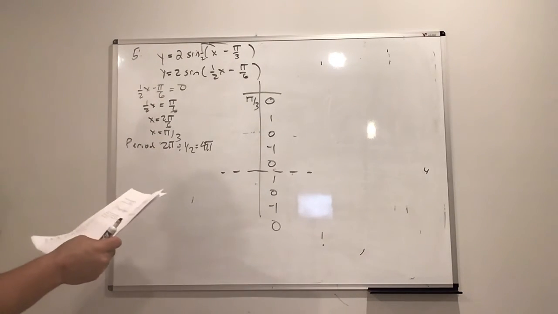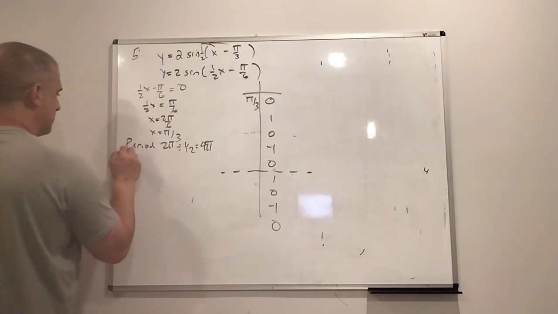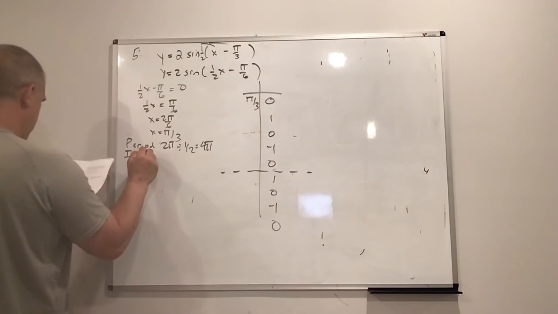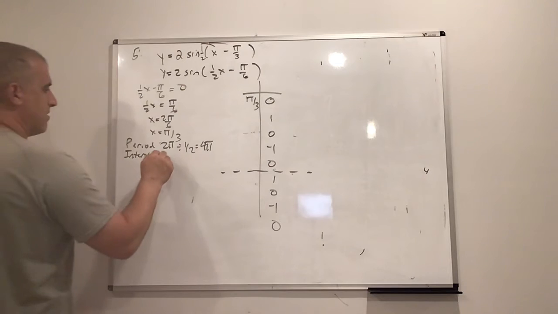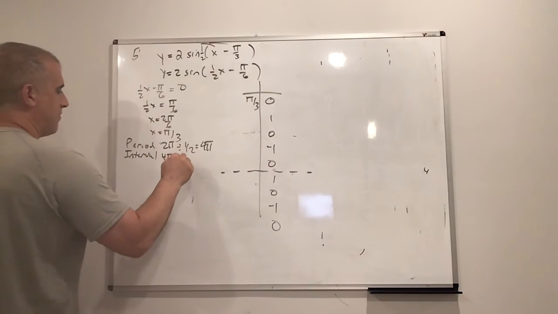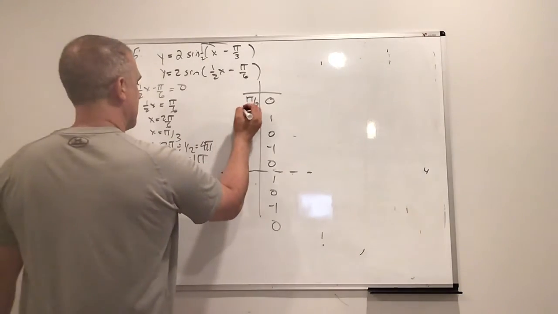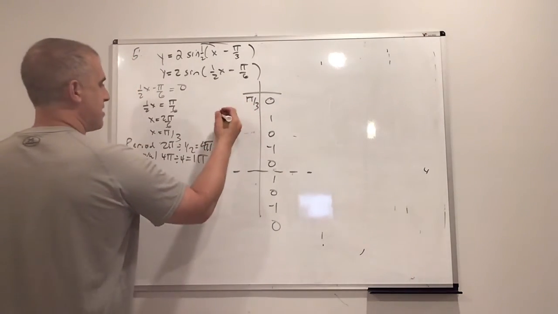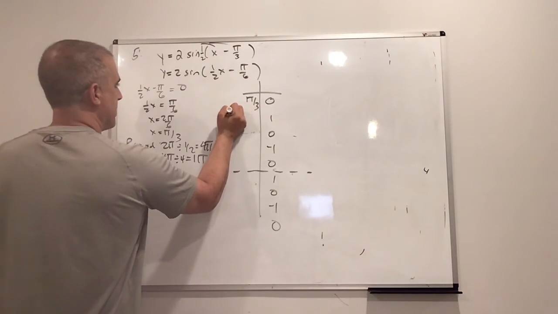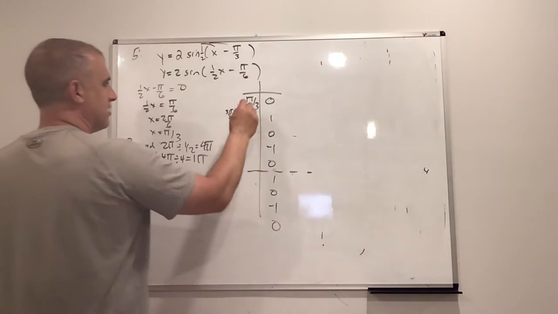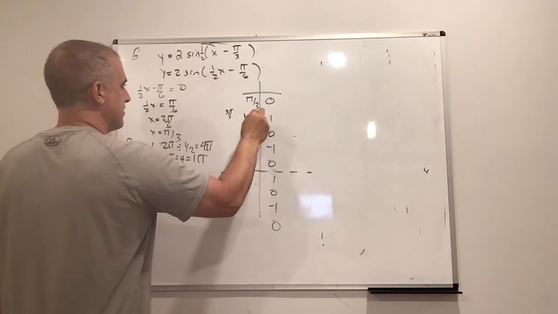Okay, my interval will be 4 pi divided by 4, which would be 1 pi. Okay, so to figure this out, what I would want to do is add 3 pi over 3, as if I was making a fraction. So it'd be 4 pi over 3.